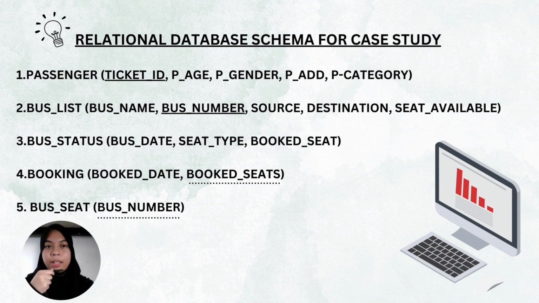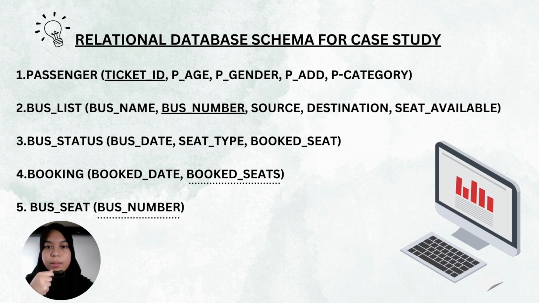Next, the relational database schema for our case study, which is bus reservation. First, passenger. They will have ticket ID, passenger age, passenger gender, passenger address, and passenger category. The ticket ID will be the primary key. Second, bus list. They will have bus name, bus number, source, destination, and seat available. So the bus number will be the primary key.